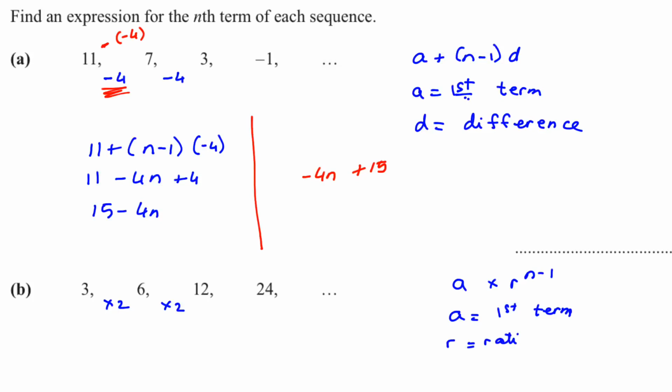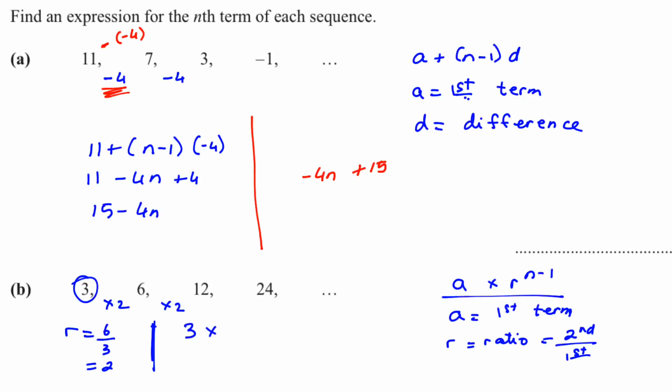To get your r, we divide the second term by the first term. So in this case, the second term is 6 and the first term is 3. So our ratio is 2 and our first term is 3. So we are just going to replace it here in this equation. a is 3, ratio is 2, n minus 1. That's your nth term.